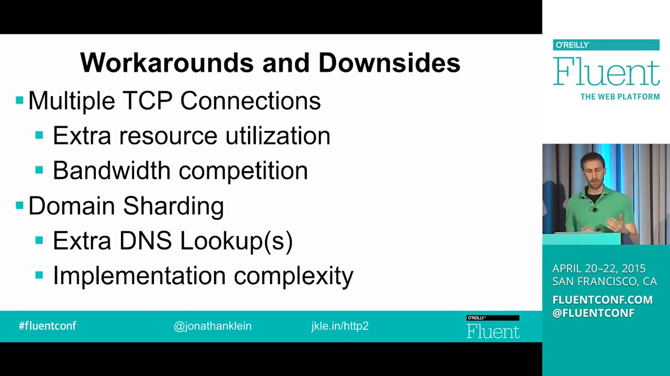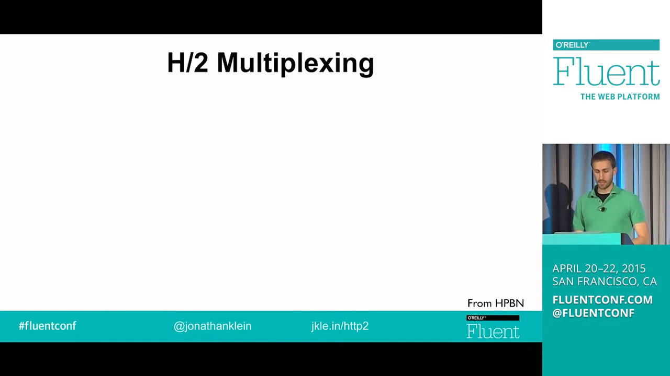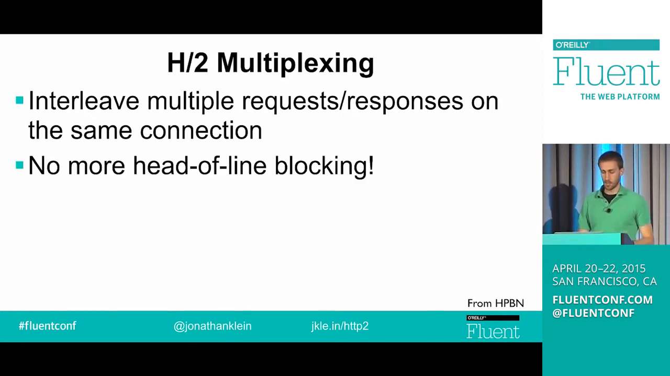So HTTP head-of-line blocking is one of the key limitations of H1 that H2 addresses. And it does this through something called H2 multiplexing. And finally, we're talking about one of the main benefits of HTTP2. Multiplexing is a pretty simple thing conceptually. Through a new binary framing layer, H2 allows you to interleave multiple requests and responses on the same connection. And the client understands how to reassemble these responses once they're received. And this completely eliminates head-of-line blocking.